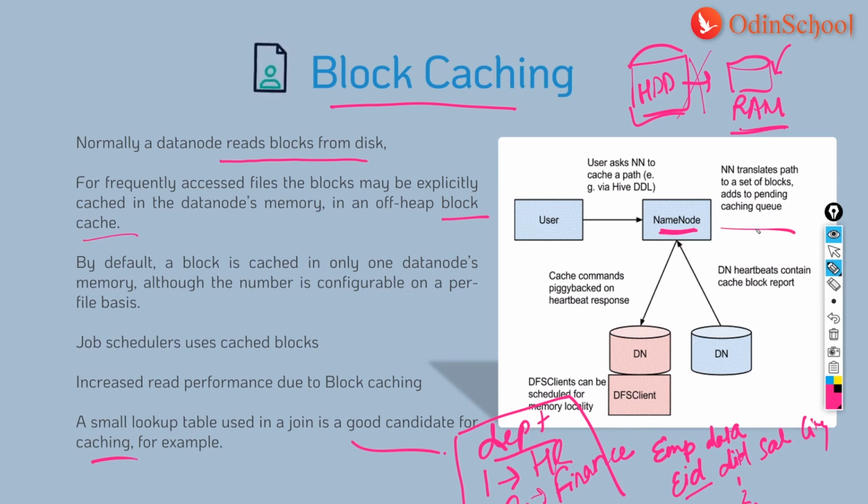Cache pools are an administrative grouping for managing cache permissions and resource usage. Definitely your DFS client should also be scheduled for memory locality. Then cache commands will piggyback on the heartbeat response, and this way the data node's heartbeats will also contain the cache block report. Okay, the data node's heartbeats would also contain a cache block report. So this is how this entire block caching works.